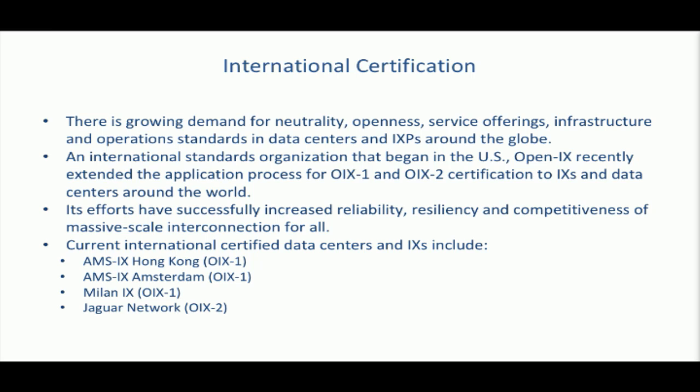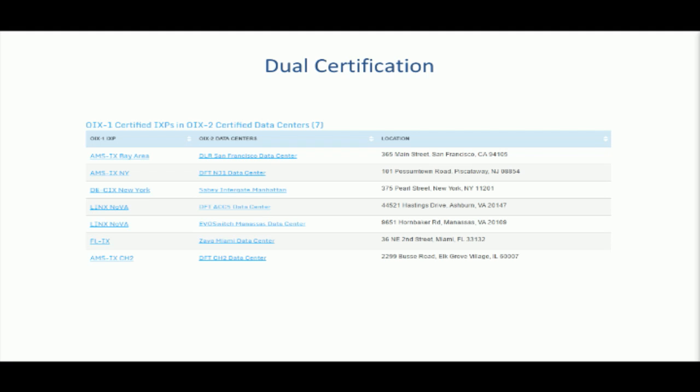And so, in the last year we've seen AM6 in Hong Kong and Amsterdam, Milan IX, and Jaguar Networks with their data center in Marseille all join, and we've talked to a number of additional international players. Again, it extends that value proposition to the international front. We also have a number of facilities that are dual certified, and this is just a snapshot from our website. You can go to our website, anyone can, member or not. You can see the certified facilities, and you can see the ones that have dual certification, where both the data center and the exchange in that facility meet the community developed requirements.